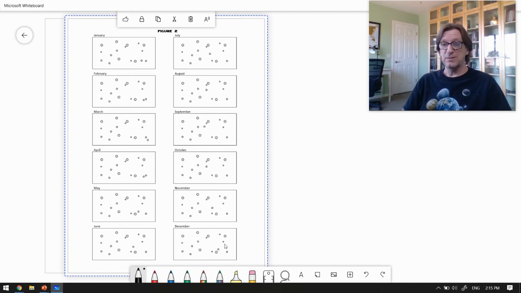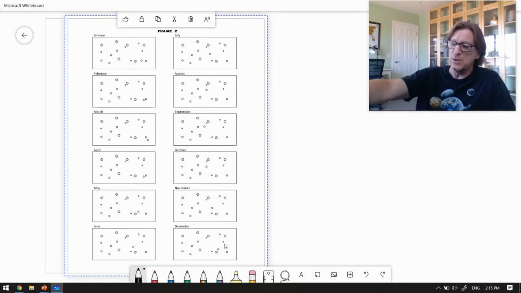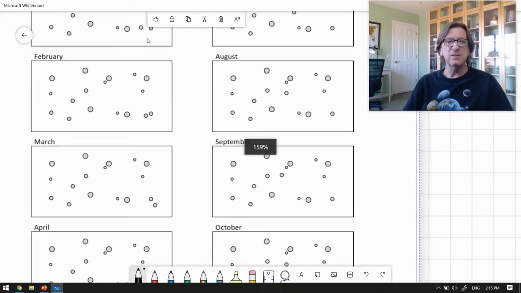Okay, you got it done? All right, so let's take a look at it. We want to locate and circle the nearby star in each one of these. Now this is going to zoom back out as soon as I try to write.